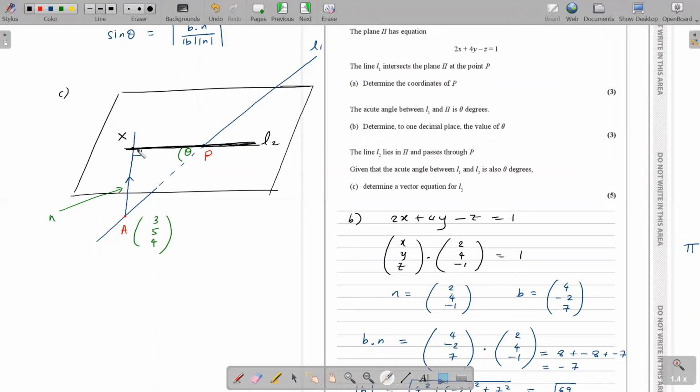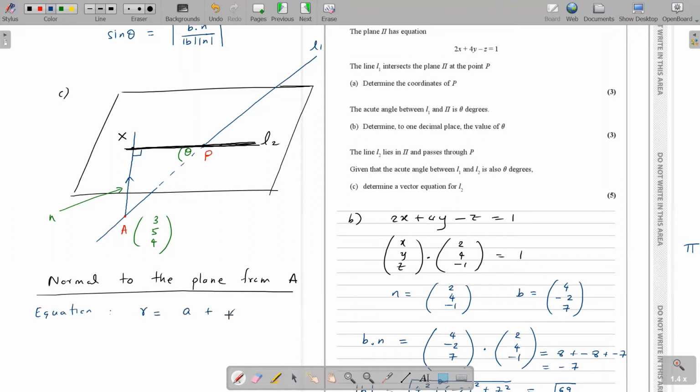How do we find the X coordinate? First, let's get the normal to the plane from A. So what's the normal to the plane from A? Let's get the equation of the line. So what's the equation of the normal? Any equation of a line is r equals A plus lambda B, where A represents the position vector on the line, and B represents the direction vector of the line, right? I'm trying to find the equation of this line. Are you with me?